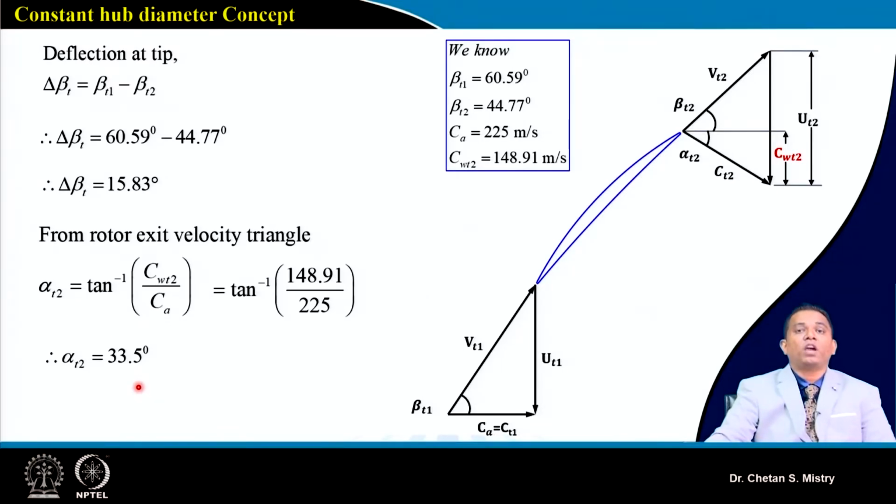Now once we have our beta 1 and beta 2, we can calculate our delta beta, and that's coming 15.83 degree. So the next step for us is to calculate alpha 2 and the other velocity components. Looking at the exit velocity triangle, my alpha 2 is coming as tan inverse CW by CA, and that's coming 33.5 degree.